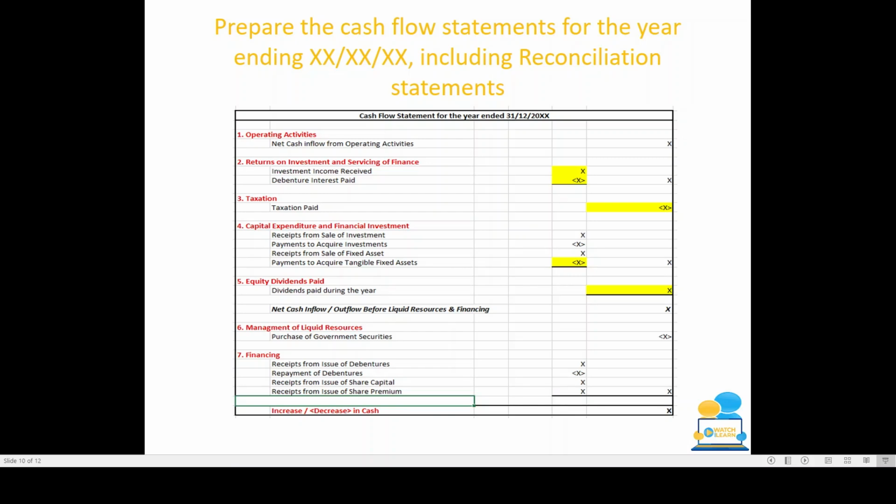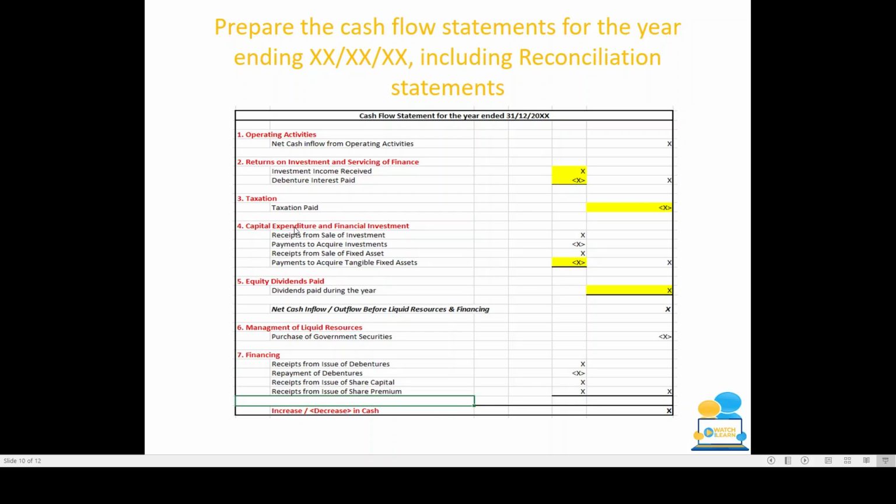Return on investment and servicing of finance: any investment income received will go in here, and that'll be a plus figure because it'll be plus cash. And debenture interest paid will be a negative figure because it's money paid out. Heading 3 is taxation. That's just tax paid. And again, all of these figures here in yellow, we have worked out in previous parts, in our notes. We did the notes at the start. So when you do your notes first, it'll be a big help when filling this in. As I said, taxation is simply tax paid.